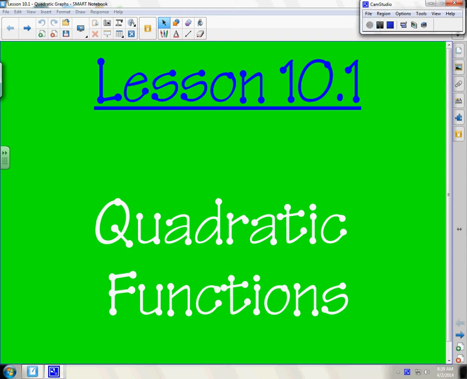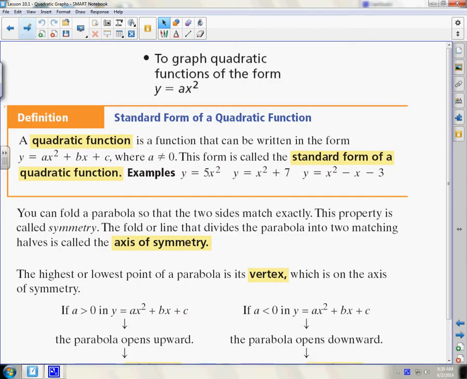Hey guys, this is lesson 10.1, quadratic functions. Now, quadratic functions, you've got to take down some notes. A quadratic function looks like this.